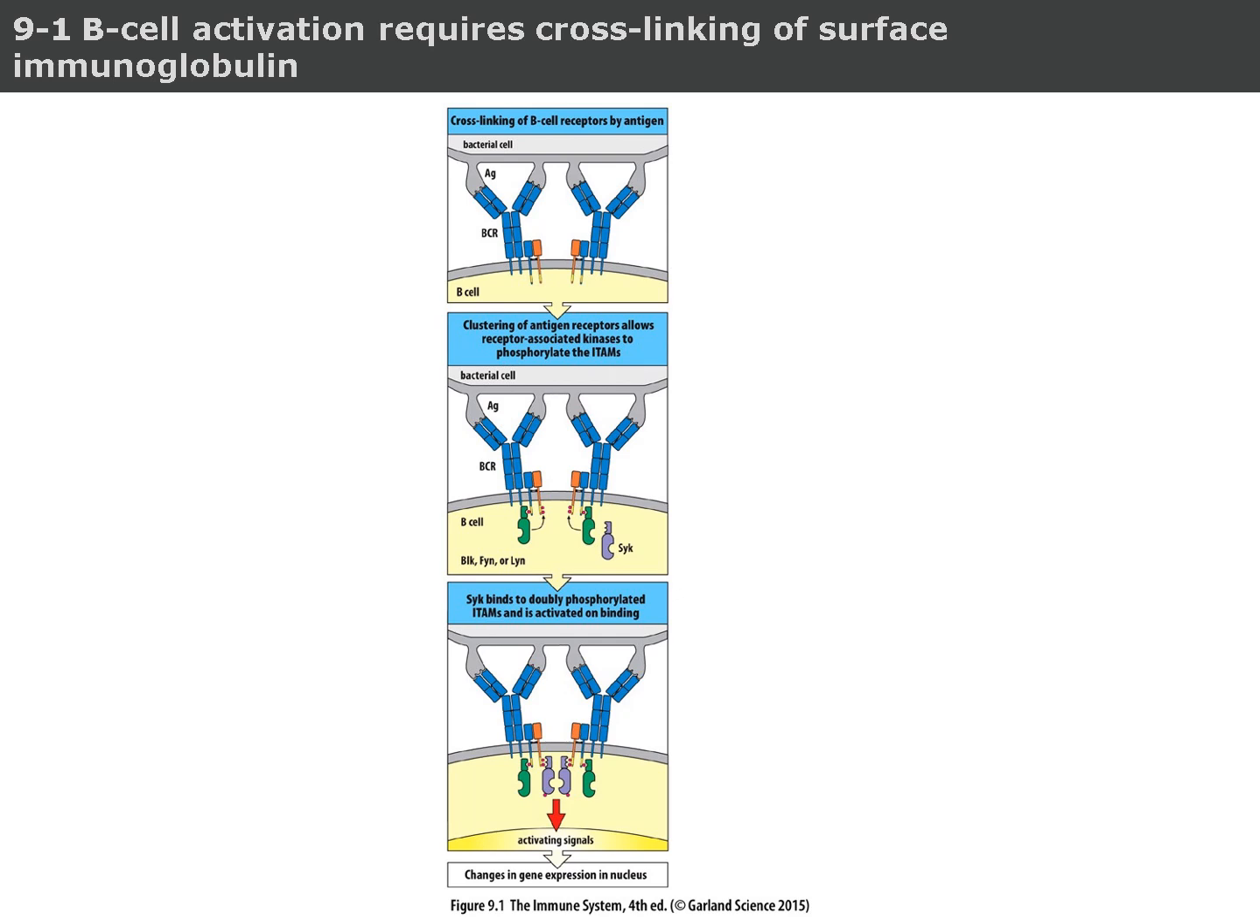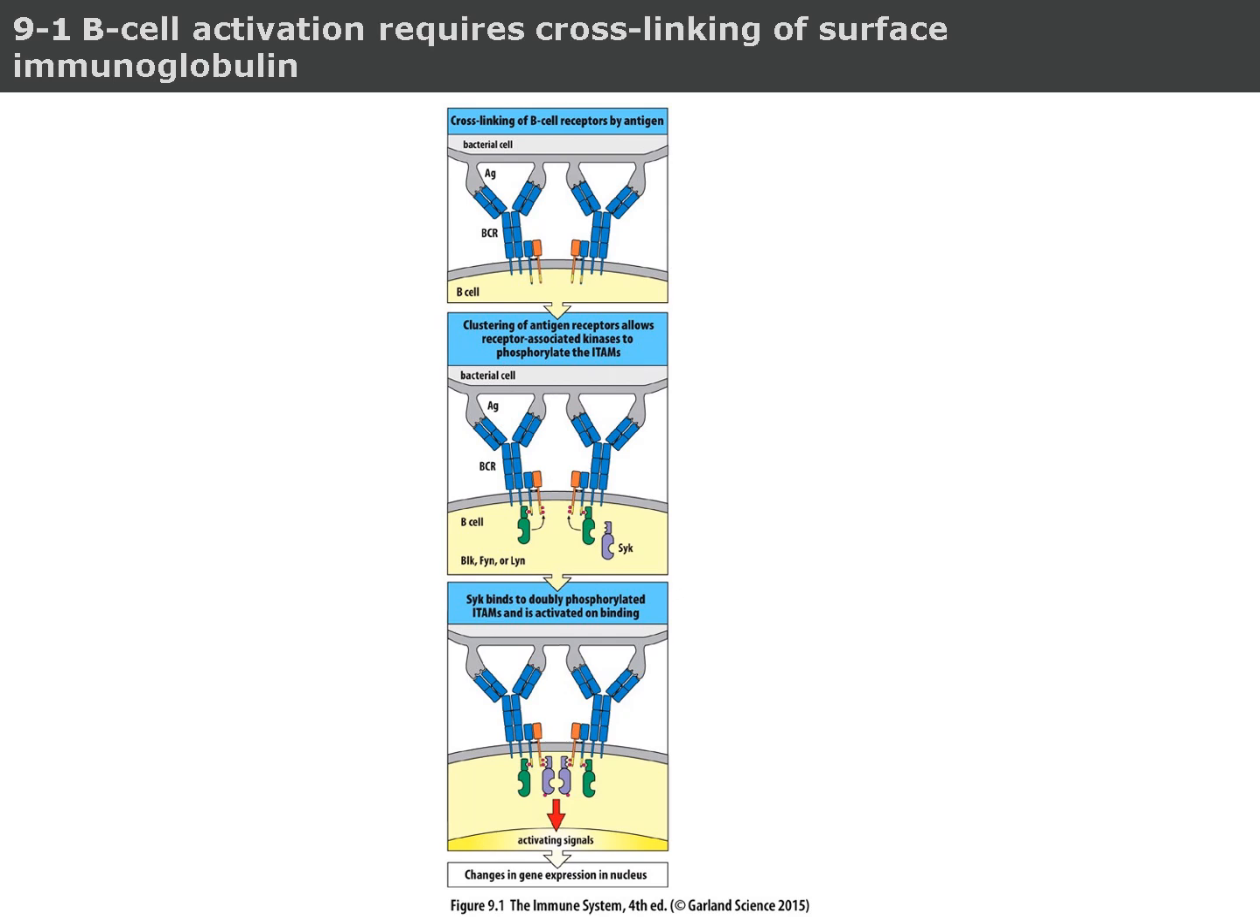This clustering of antigen-bound receptors brings together intracellular signaling molecules. Specifically, receptor-associated kinases, like BLK, FYN, and LYN, are activated and begin phosphorylating the ITAMs, or immunoreceptor tyrosine-based activation motifs, located on the cytoplasmic tails of the BCR complex. Next, the kinase Syk is recruited. It binds to the doubly phosphorylated ITAMs, and upon binding, Syk itself becomes activated.